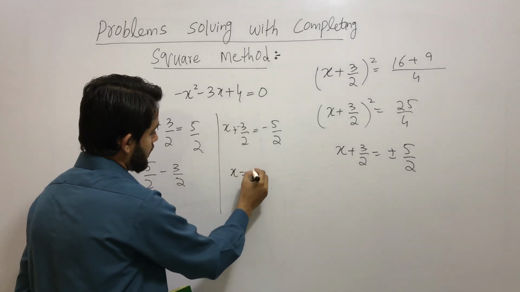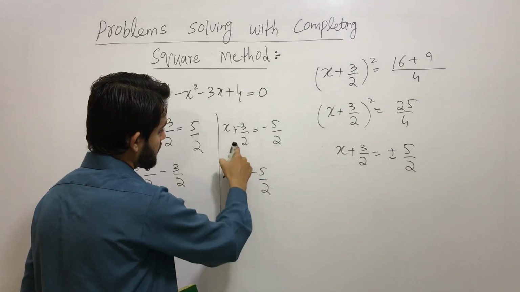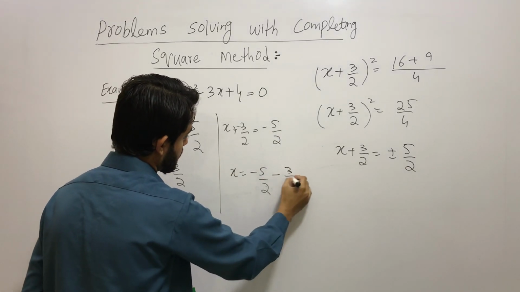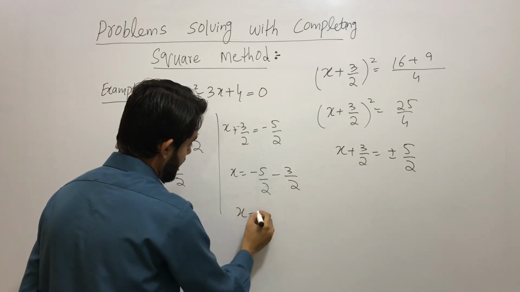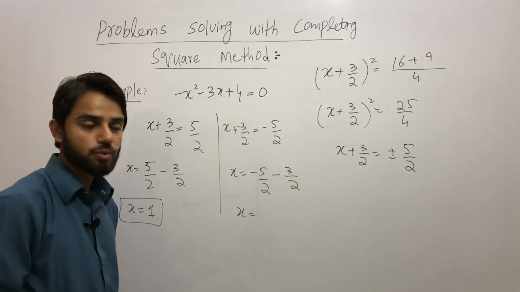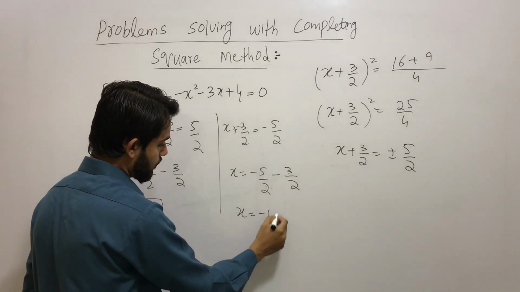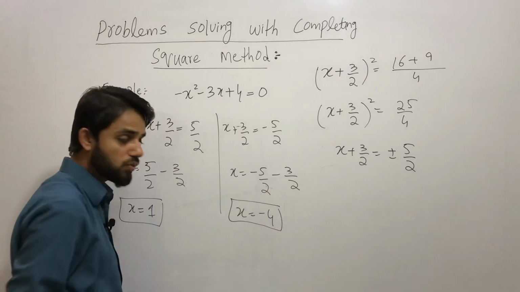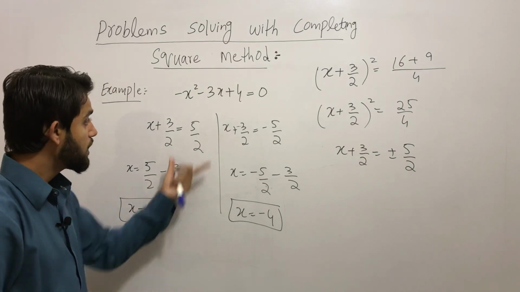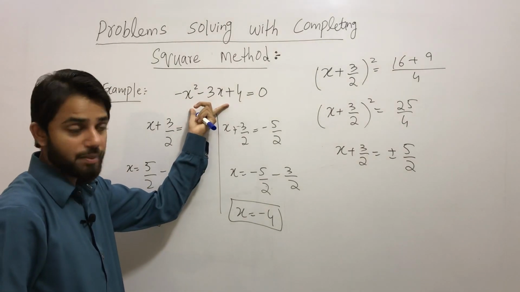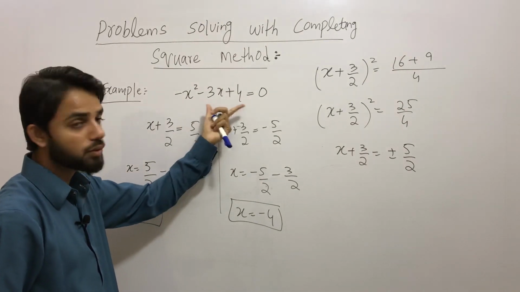Now over here do the same thing, shift this 3 over 2 to the other side, minus 3 over 2, and then minus 5 minus 3 would be minus 8, minus 8 over 2 will give you minus 4. So again these are the two values of x that we have got for this quadratic equation, which is minus x square minus 3x plus 4 equals to 0.